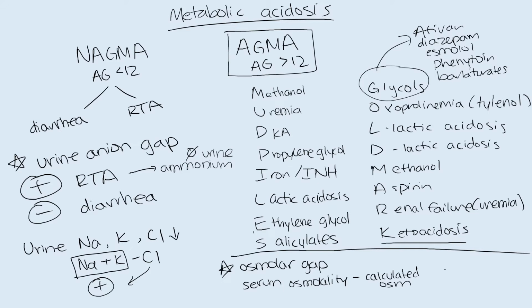And if the gap is greater than 10, then you have an additional unmeasured anion, which oftentimes suggests some kind of additional alcohol or a glycol that's causing your acidosis. So this is definitely something you should be aware of because it's useful to calculate, especially if you're thinking that an ethylene glycol or propylene glycol poisoning is higher on your differential.